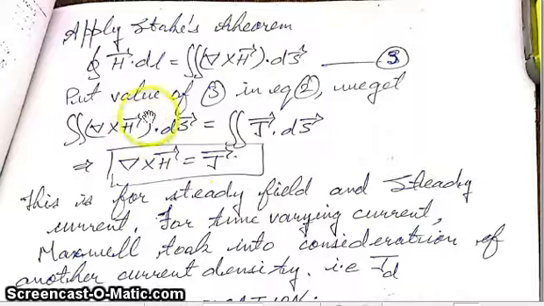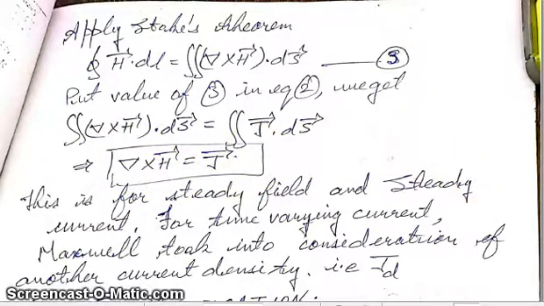And one more thing you have to remember: if I make a mistake somewhere, you just point it out and correct me. Here del is a nabla operator and del is a vector, right? I just made a mistake here. Del is a vector, so del vector cross H vector is equal to J vector, and this is for a steady field. This equation is only for a steady field and steady current, right?